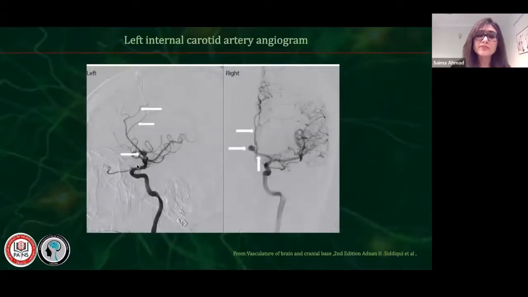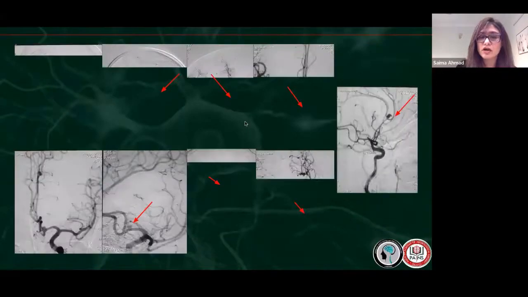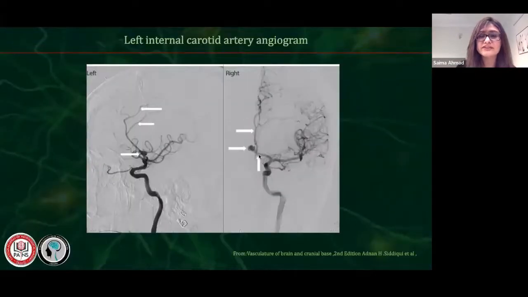So these are the lateral and AP ICA carotid angiograms, and you can see the branches of the ACA very clearly here. So this is the A1 segment. The A1 segment gives rise to the medial lenticular artery. Here is the anterior communicating artery, which gives rise to the aneurysm. It is the commonest site of aneurysm.